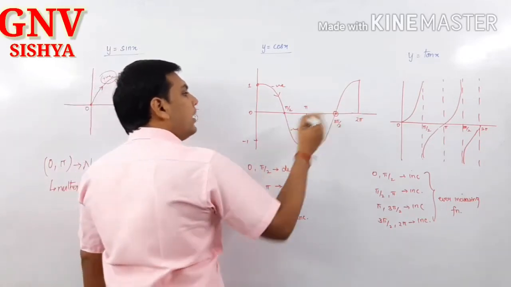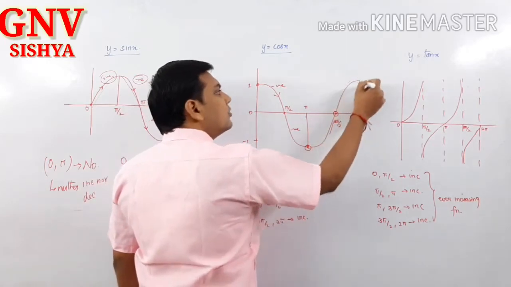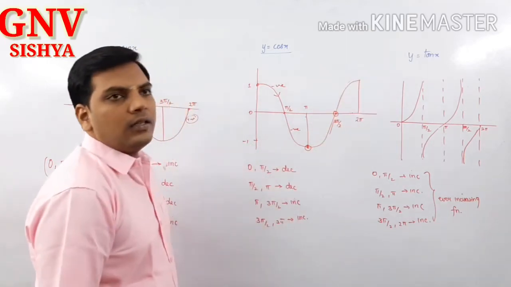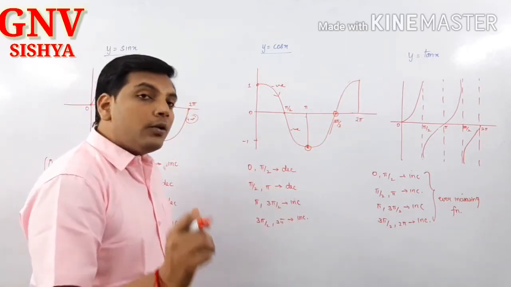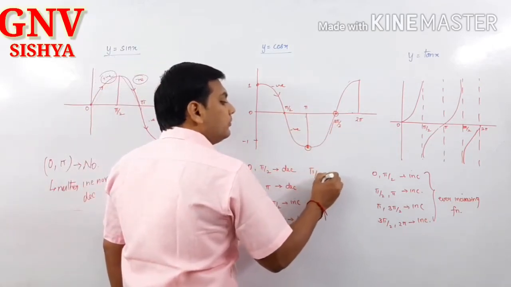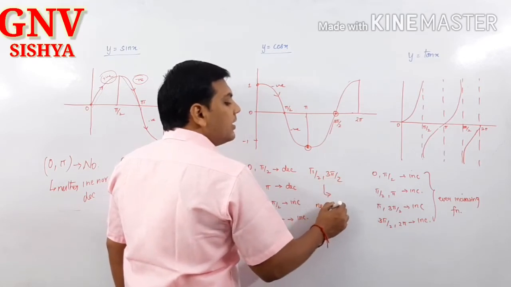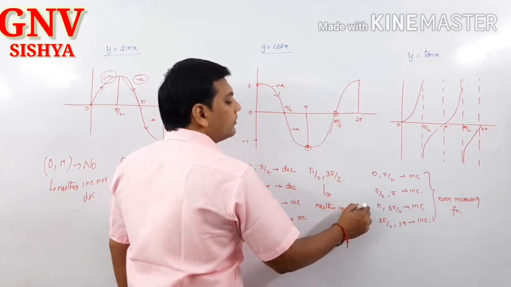From pi to 2 pi, the function is increasing. Am I correct? Yes, it is an increasing function. It is going up only, so it is an increasing function. If I am going to ask like this, from pi by 2 to 3 pi by 2, for cos x, what will happen? I can say it is neither increasing nor decreasing.